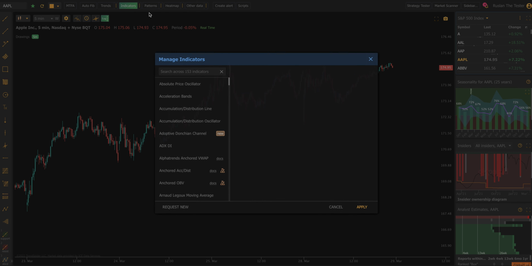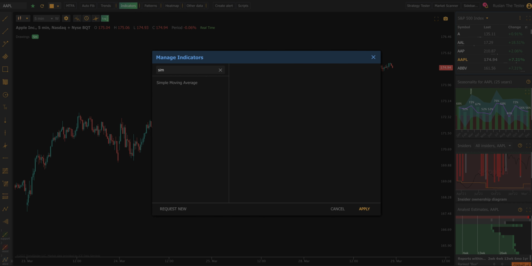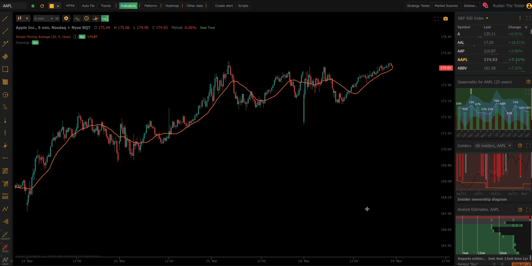First thing I'm going to do is add a simple moving average to my chart. I'm going to make it a 20 period moving average, and I'm going to make it a little bit bigger, and I'm going to click apply. You'll notice this looks really familiar because we've all seen this as traders.